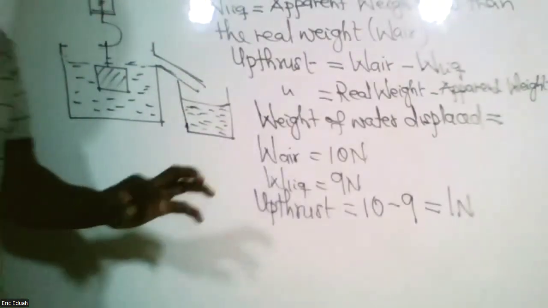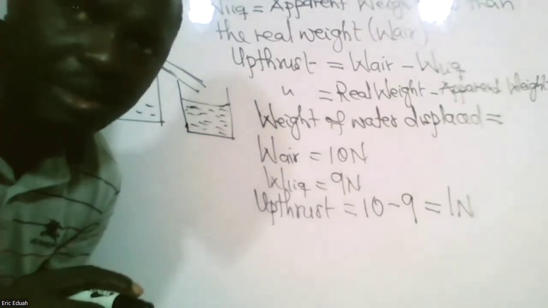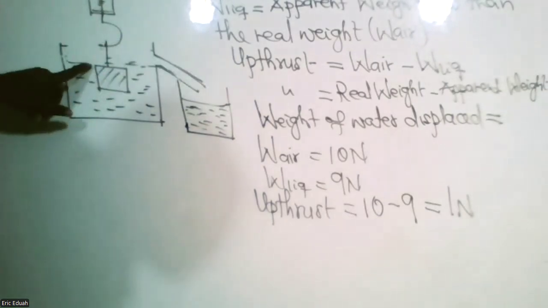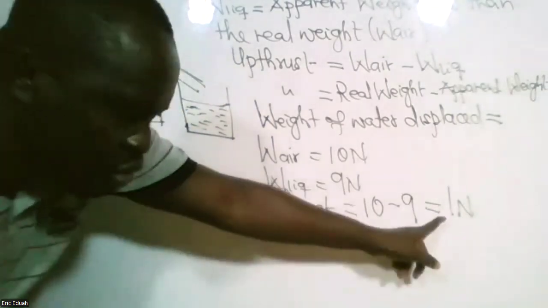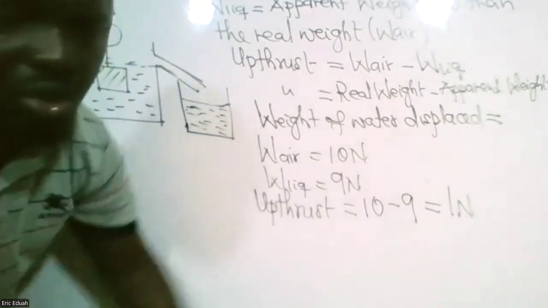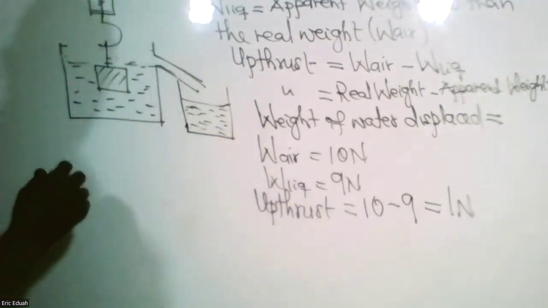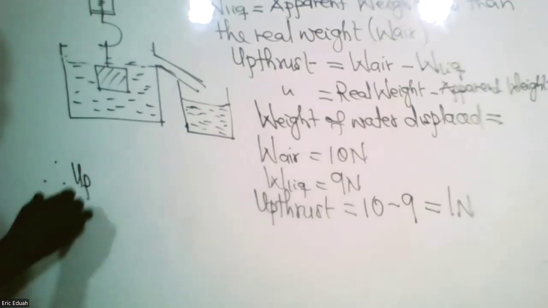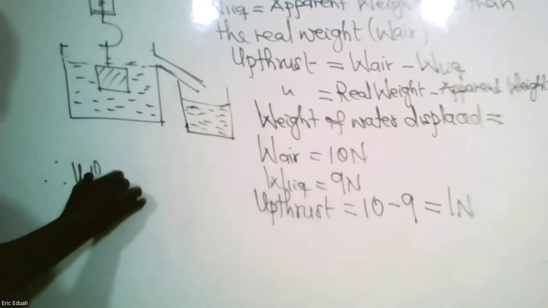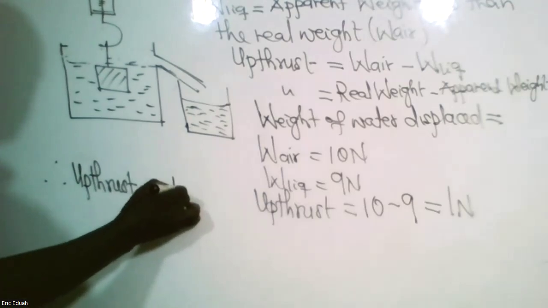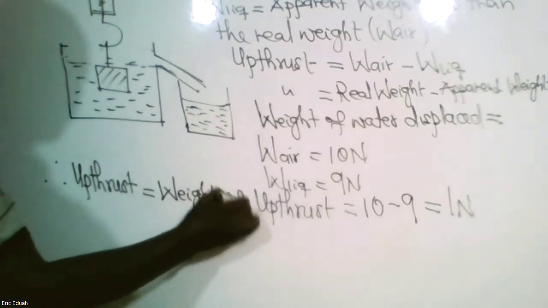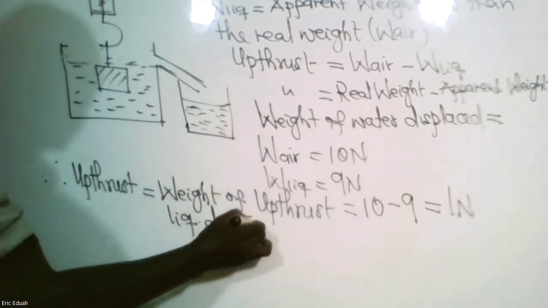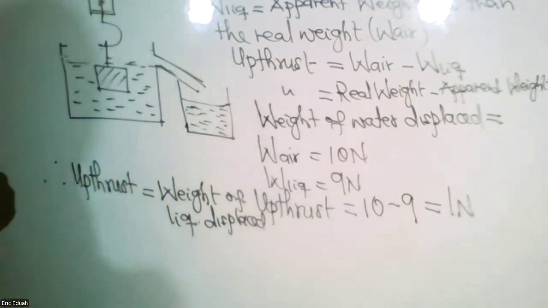Now, if the experiment is conducted well, it will be observed that the weight of the liquid displaced when the object is lowered will be equal to 1 or close to 1 Newton. Therefore, we conclude that upthrust is equal to the weight of liquid displaced by the same object immersed in the liquid.